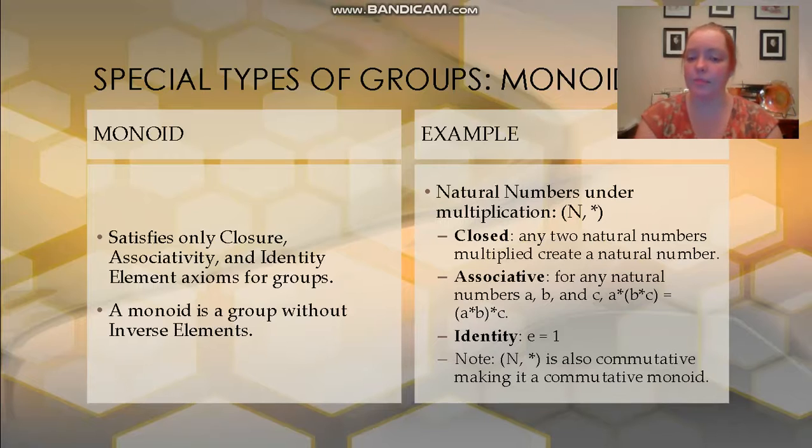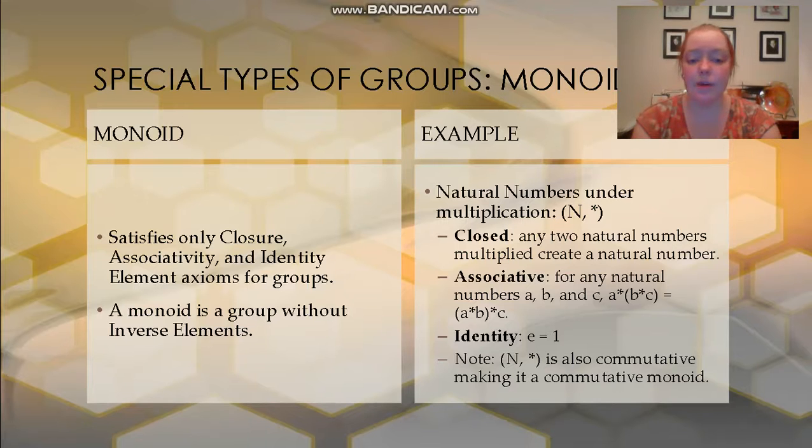Sometimes monoids may be commutative, but that does not make it a complete group because it still does not have an inverse. So we're going to go over an example here. It's going to be the natural numbers under multiplication with this notation. So it does have 3 of the satisfied axioms. It is closed, associative, and it has an identity element.